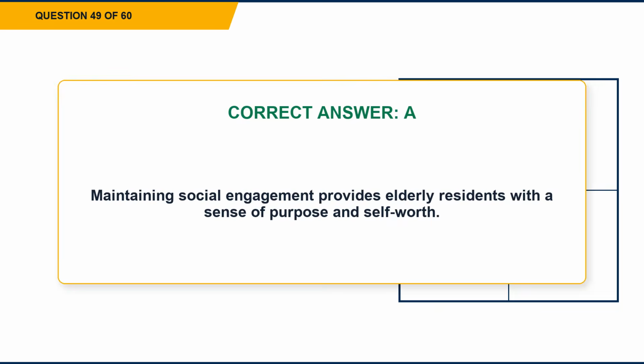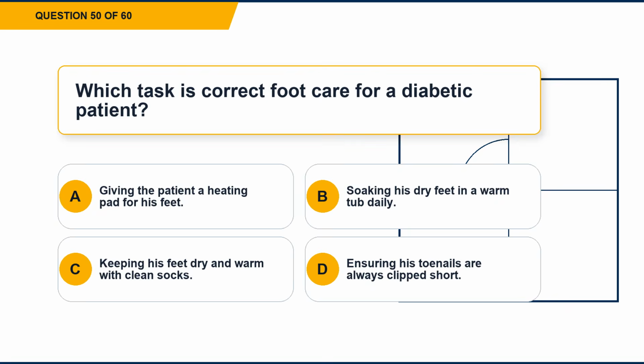Explanation. Maintaining social engagement provides elderly residents with a sense of purpose and self-worth. Question 50. Which task is correct foot care for a diabetic patient? Option A. Giving the patient a heating pad for his feet. Option B. Soaking his dry feet in a warm tub daily. Option C. Keeping his feet dry and warm with clean socks. Option D. Ensuring his toenails are always clipped short.